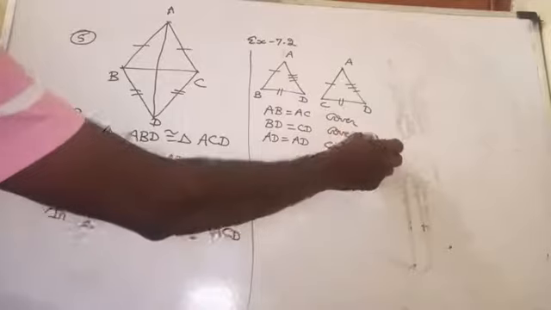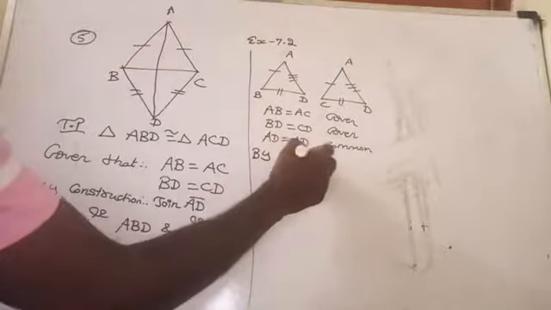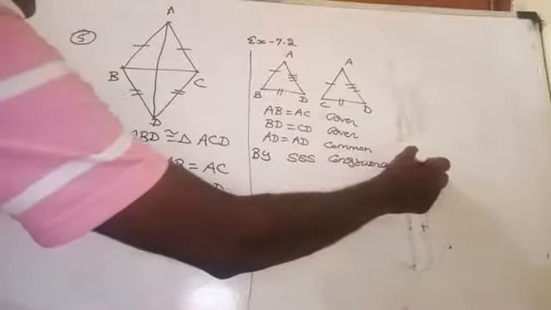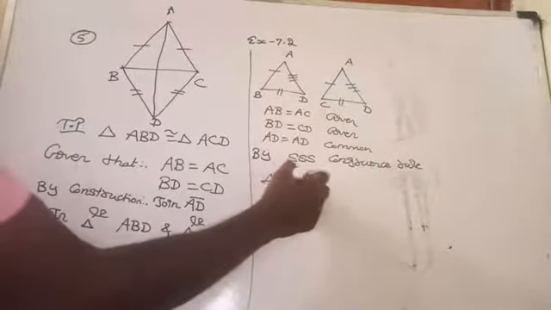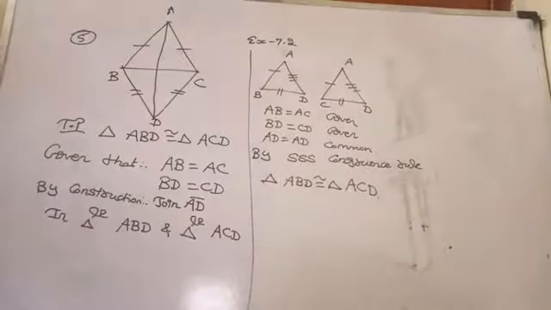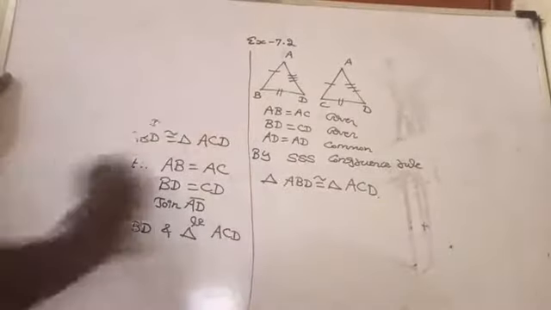So now by which congruence rule? Yes, by SSS congruence rule, triangle ABD is congruent to triangle ACD. Am I right here? Yes. And then we completed this question. By SSS congruence rule, these two triangles are congruent. Now come to the sixth question in this exercise 7.2.